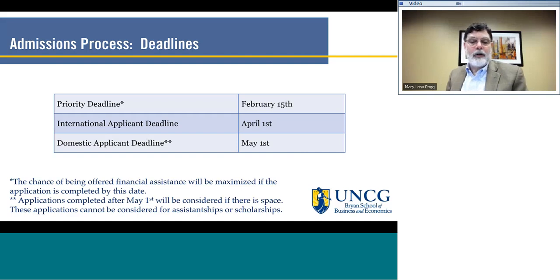In terms of the regular deadline for domestic applications, for domestic students, it's May 1st. For international applicants, it's April 1st, simply because the federal government requires lots more paperwork and checking of things, and so we need the extra month to do that. Please be aware that if there is still space, we are certainly welcome to entertain applications after May 1st.